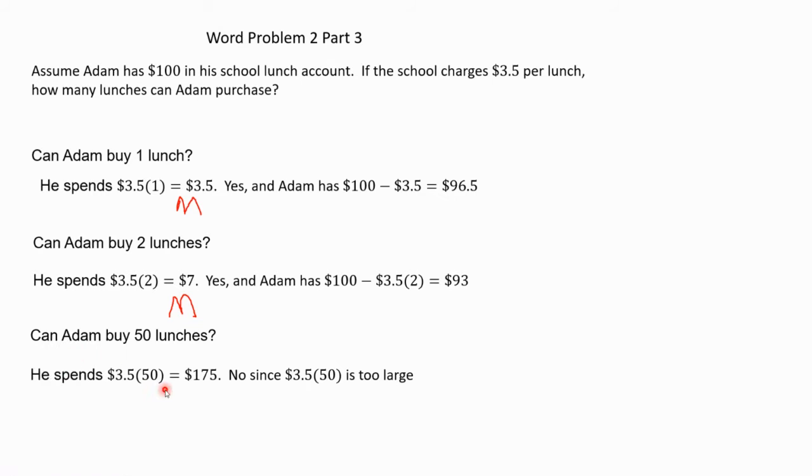But can he buy 50 lunches? Well, that would cost him 3.5 times 50, $175. Well, he doesn't have enough money, so there's going to be a limit to how many lunches he can buy. Okay, well, how are we going to know? How can we determine how many lunches he can buy? He can only buy $100 worth of lunches, right? Because if he goes beyond $100, then he's not going to be able to afford it.